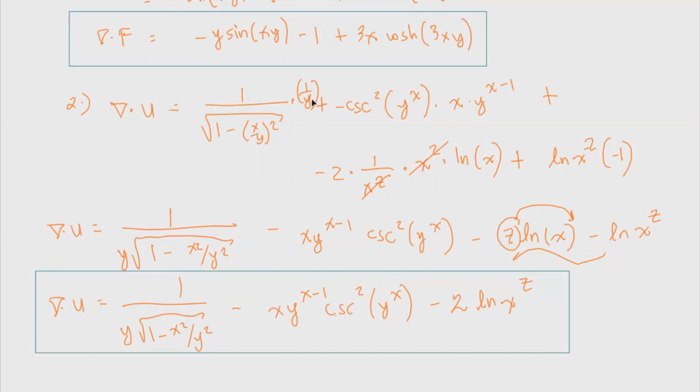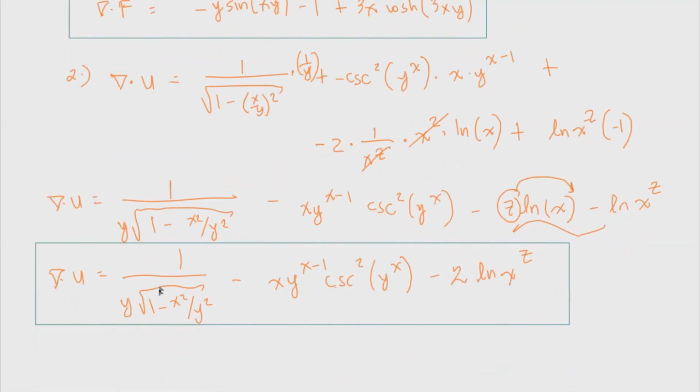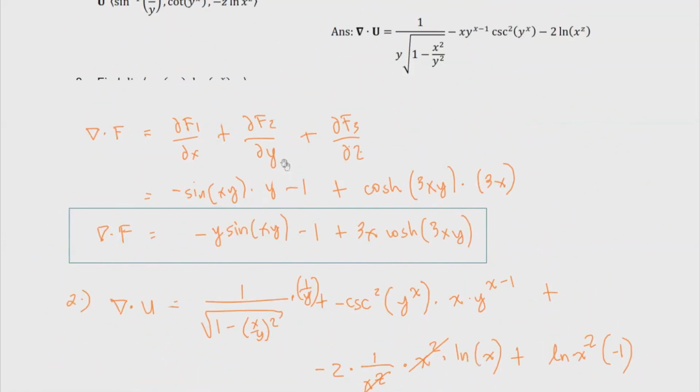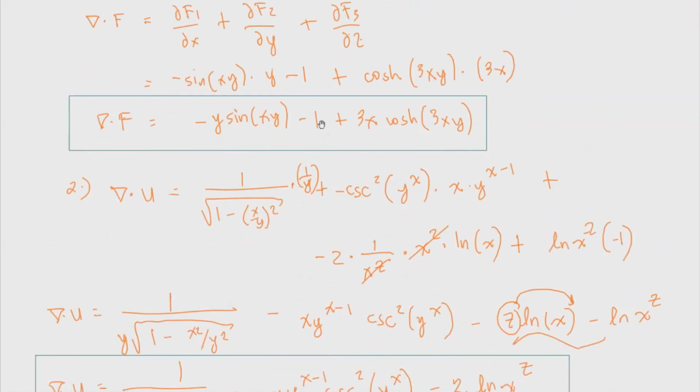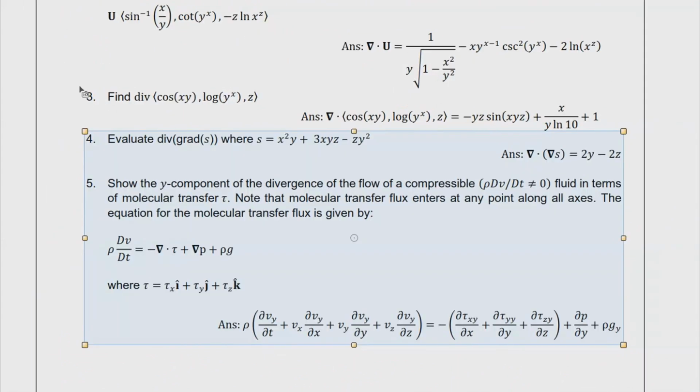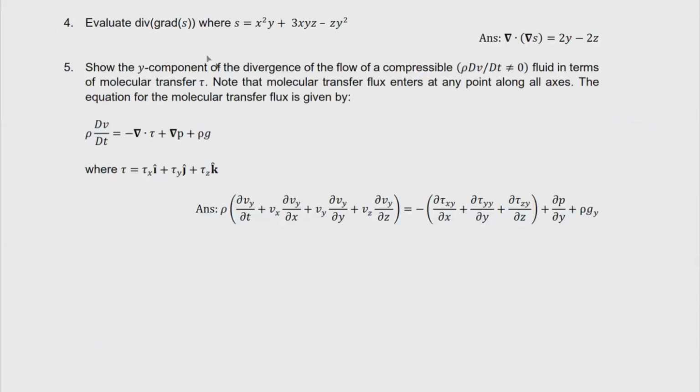So I forgot to do 1 over y here, so just insert that in your solution, because we still have to differentiate x over y. I actually forgot that. Now I'll be solving for 4 and 5. I'll leave number 3 to you because it's just the same concept, taking the divergence. I'll be doing this since it has the gradient of s and then the divergence.